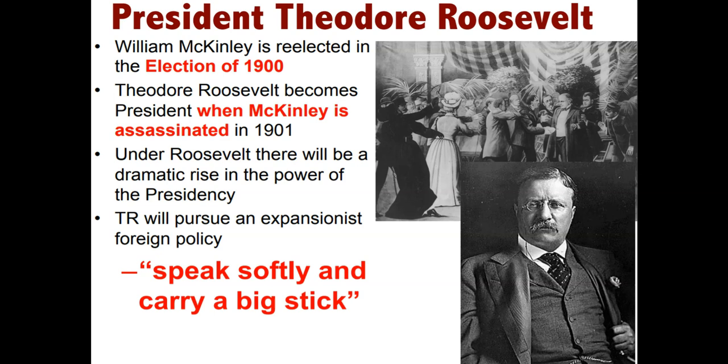William McKinley is re-elected in the election of 1900. Theodore Roosevelt becomes president when McKinley is assassinated in 1901. Under Roosevelt, there will be a dramatic rise in the power of the presidency. TR will pursue an expansionist foreign policy, and his saying was, speak softly and carry a big stick.